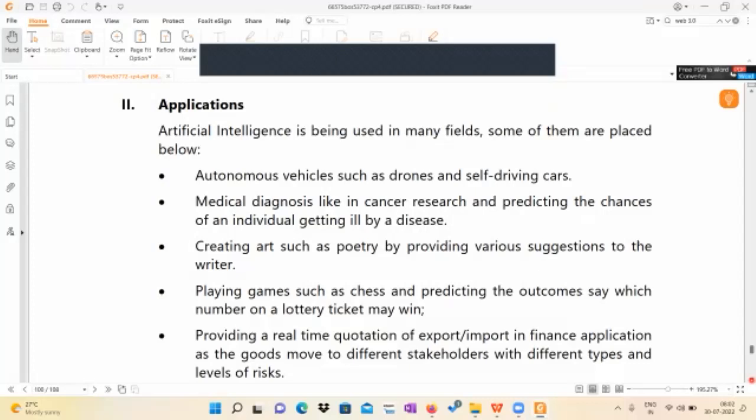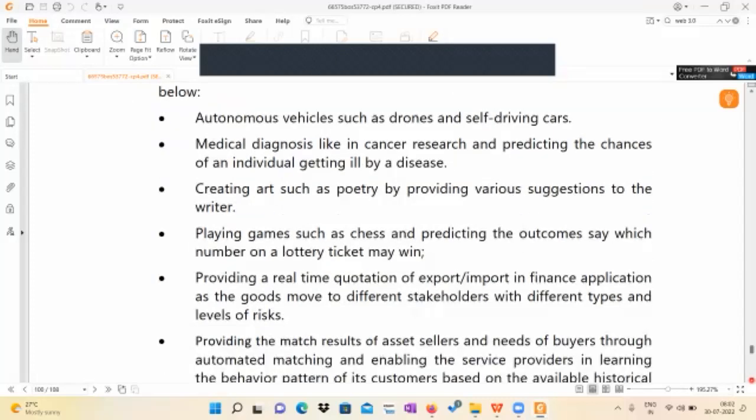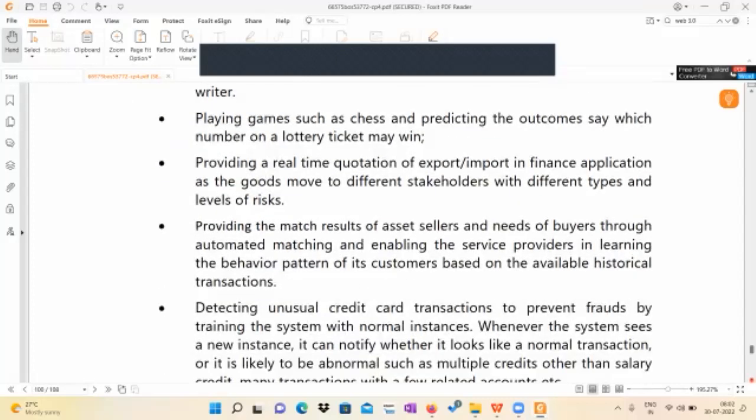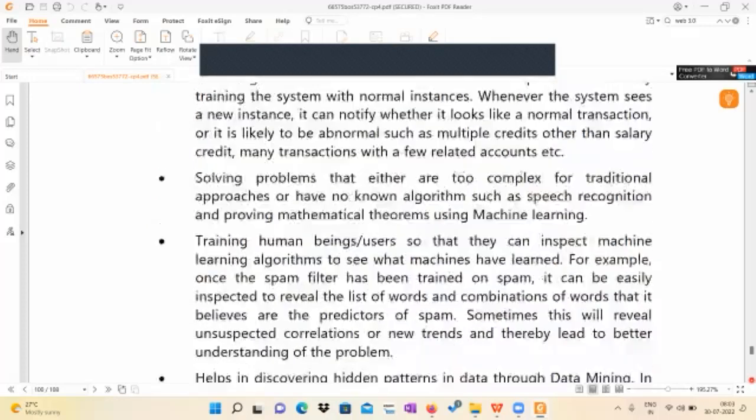And real-time quotations are provided for the import and export purposes to the different countries, considering various global factors, like the geographical area of the country, and the political situation in that country, etc. And it is used for detecting unusual credit card transactions and credit card patterns.